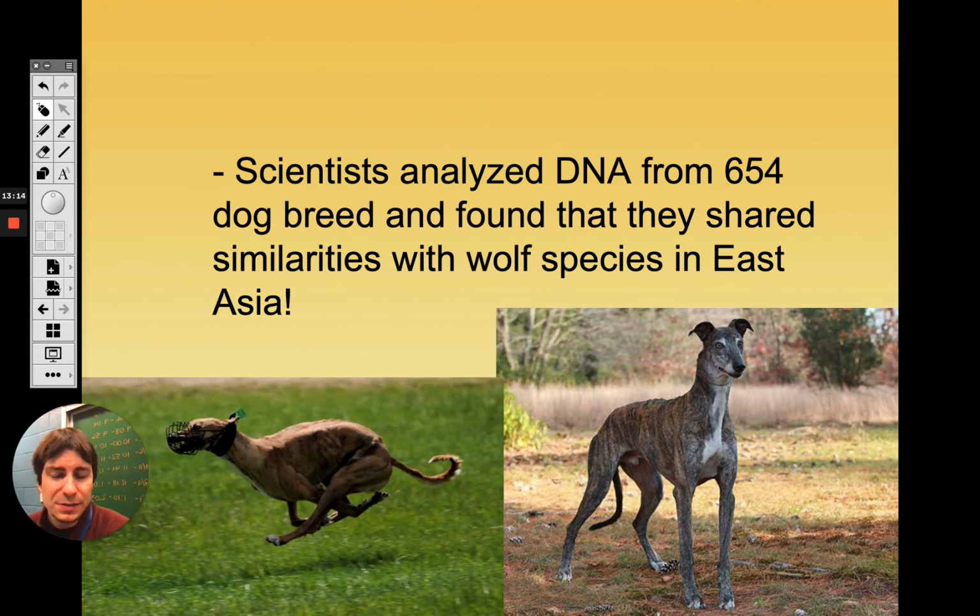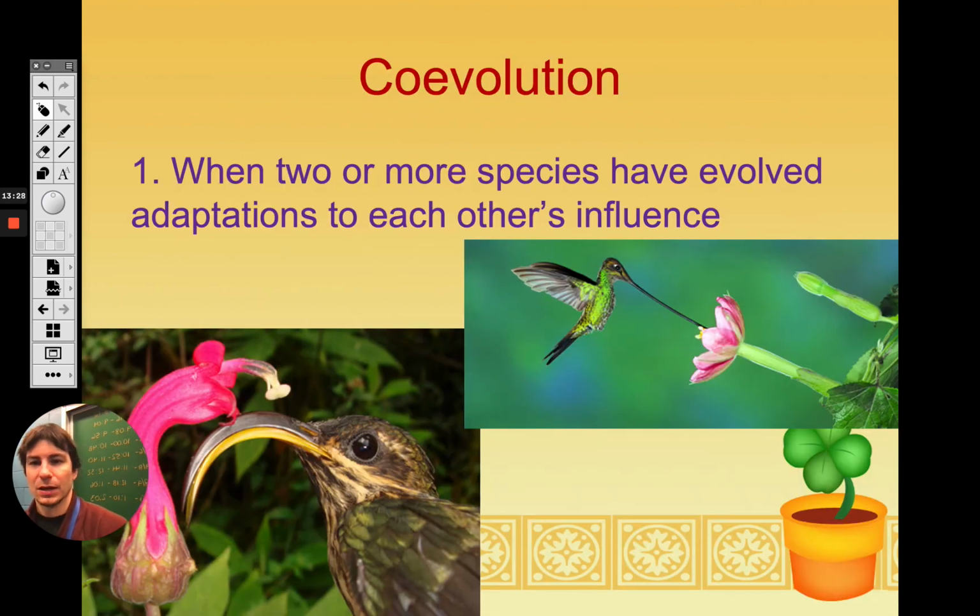With dogs, guys, all these different breeds, it is a bunch of divergent evolution. They analyzed DNA from 654 dog breeds and found that they all shared similarities with wolves, which is kind of interesting. Okay, next one, coevolution.